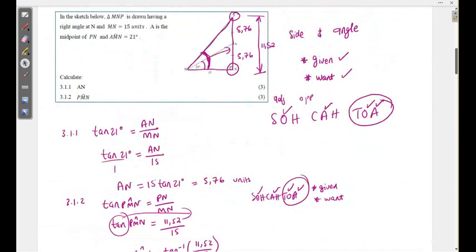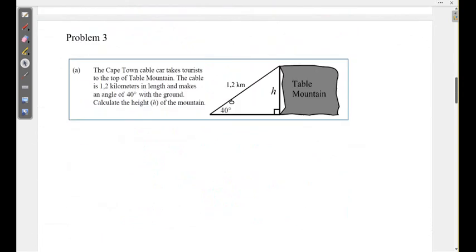All right, if you do have any question, please do ask. I hope that we are all still together. And then let's look at this one, right? We have a cable, Cape Town car cable, right? It takes tourists on to the top of the mountain. So it starts here, it goes to the top of the mountain, which is here, right? This is the car there.